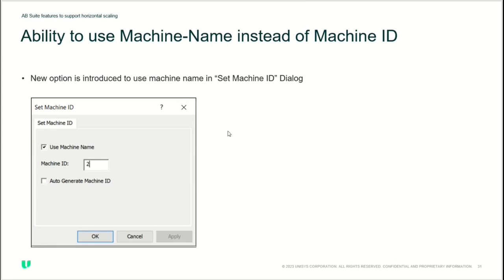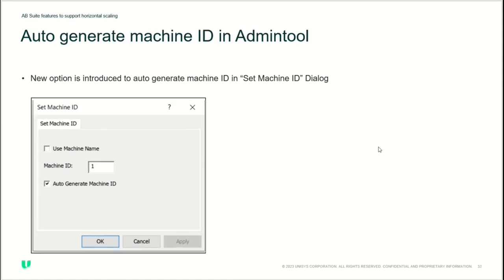Now see how the other option, auto generate machine ID, works. When you select the auto generate machine ID option, it can automatically generate unique machine ID values for all the application instances on different runtime servers. This is how it helps in resolving machine ID conflicts if the same application is deployed on multiple servers talking to the same database in a distributed environment. This also eliminates the need to manually set a unique machine ID for each server.